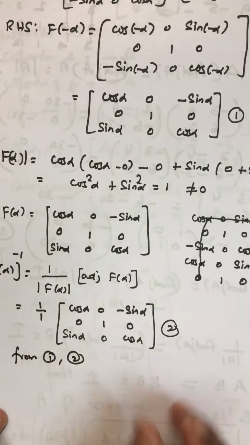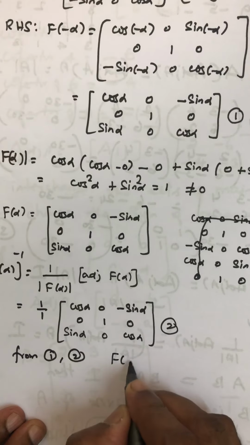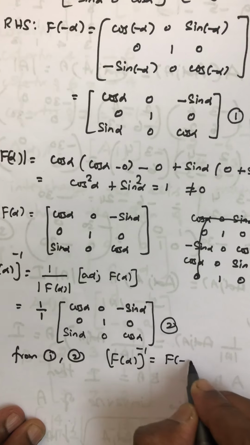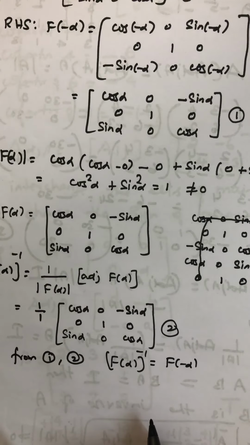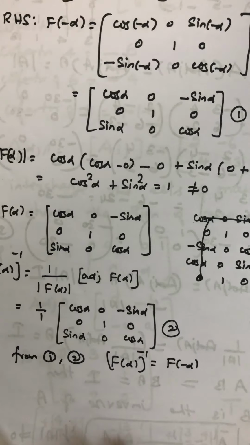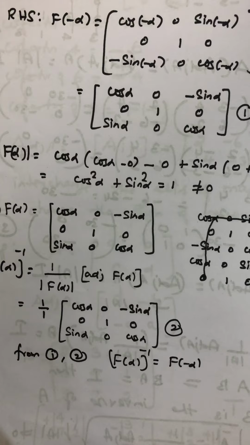Whatever is the question, you repeat the question once again. So we have proved f of alpha whole inverse is f of minus alpha. Hope you understood this. Okay. Now we'll try one more sum regarding this inverse itself.